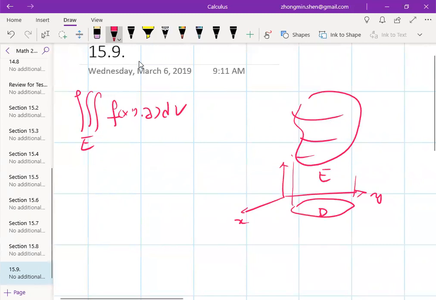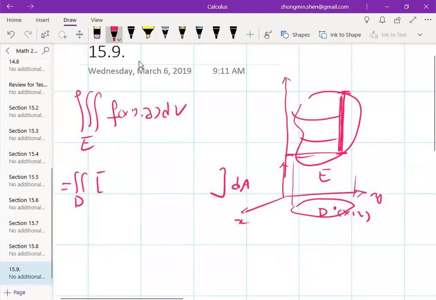You can project it to the xz plane. You can project to the yz plane. If we project to the xy plane, then this is the D. So you have to determine the D. Then this will be dA. And for each point x and y, you draw the line and find the interval for the z. If this is alpha and that's beta, then you get the integral from alpha to beta of f of x, y, z, dz.